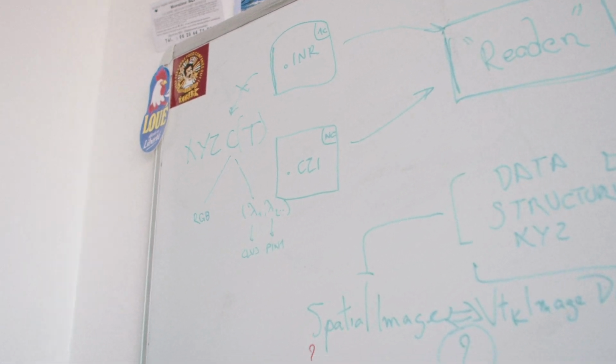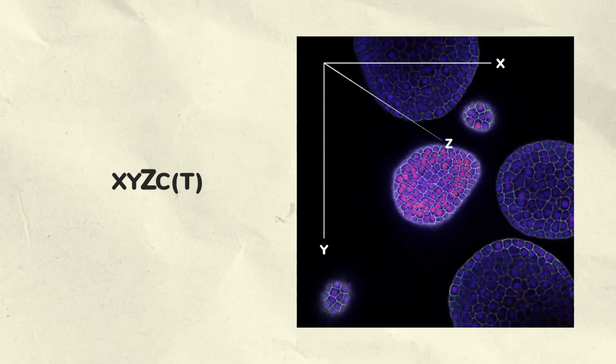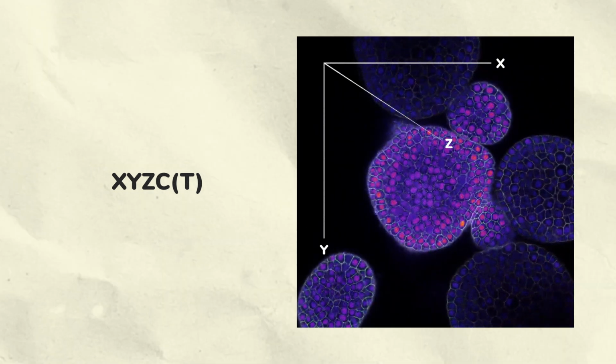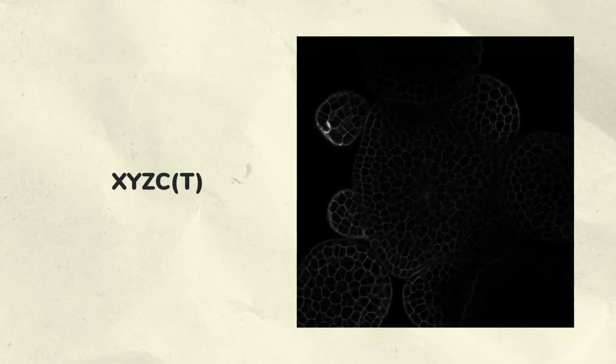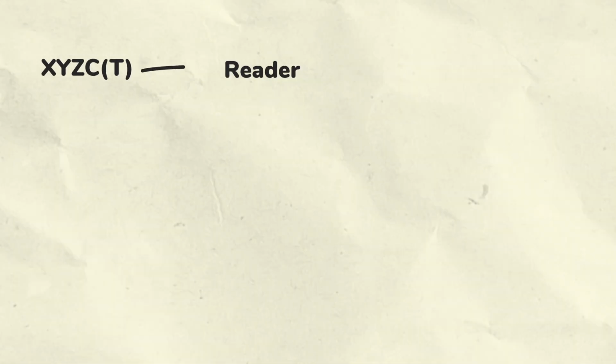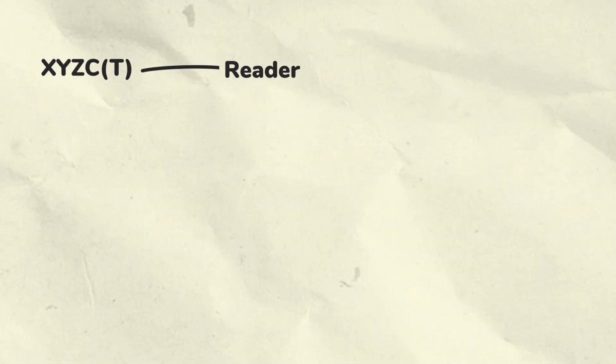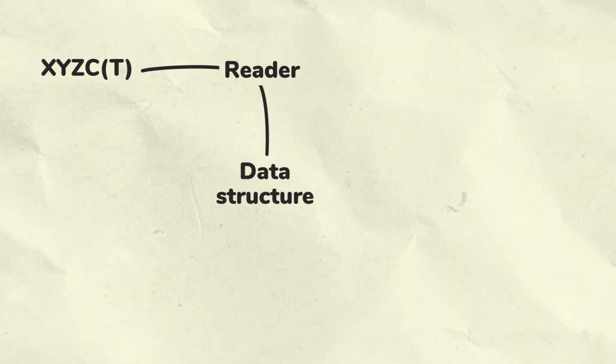Okay, so on this board we describe the pipeline we are trying to set up for this image analysis. So we're starting with potentially 5-dimensional images. So you have the XYZ spatial dimension, then you have channels and potentially time. So with these images, they go to a reader. This reader creates a specific data structure.